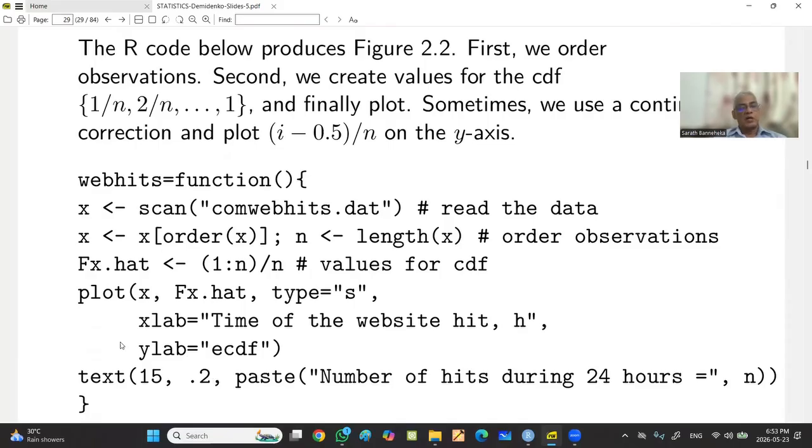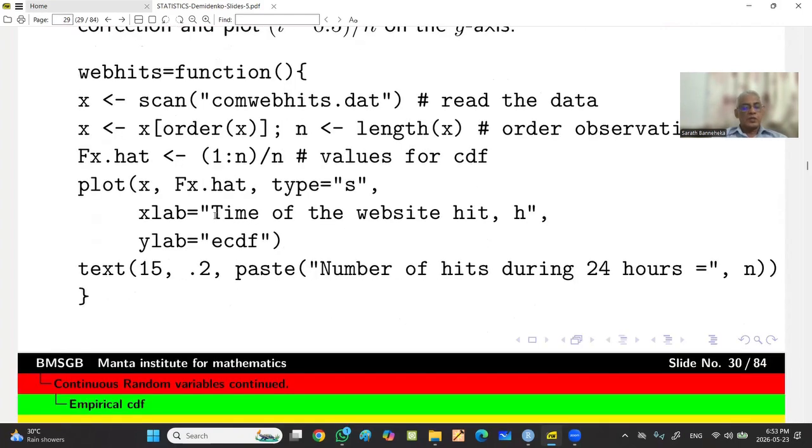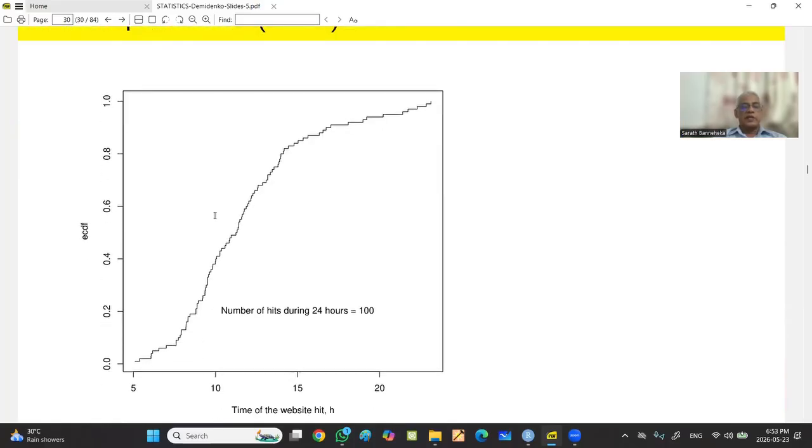So when we give these commands, and when we consider this as one function, web hits, if I say web hits with brackets without anything, it will give me the graph. So this is the graph that I get from that function. You can see that the y-axis is labeled as ECDF, the x-axis is labeled as time of the website hit, comma, h. Here is the sentence that it wrote at the 15 and 0.2 point. So that is actually the middle of this sentence, right?